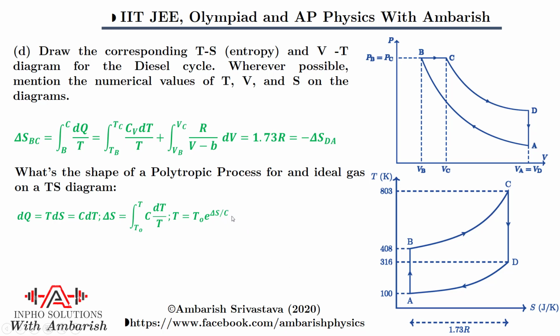Because specific heat is definitely positive. And A to D, if the curve were A to D, again it would have been an exponentially increasing curve. Just that specific heat here is for a constant volume process, so the C factor will be different, but again from A to D it's an exponentially rising curve. The process is D to A. Okay, fine. So I hope the TS curve for the process is amply clear.